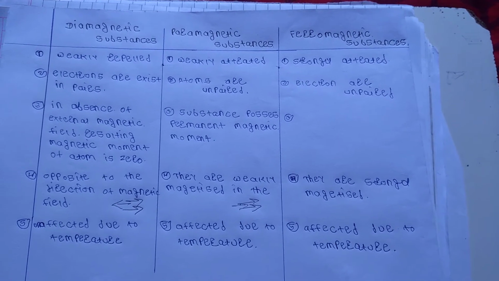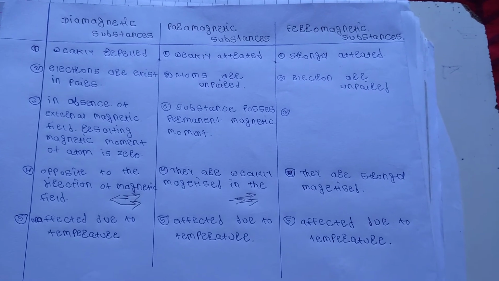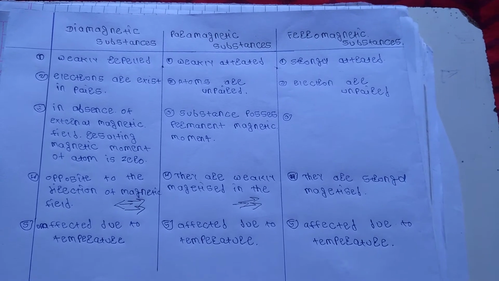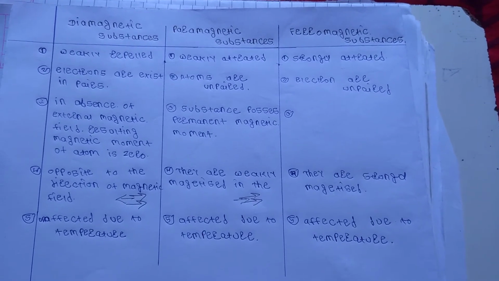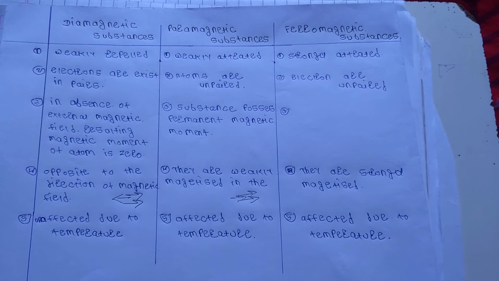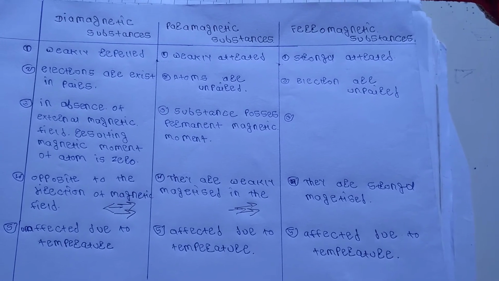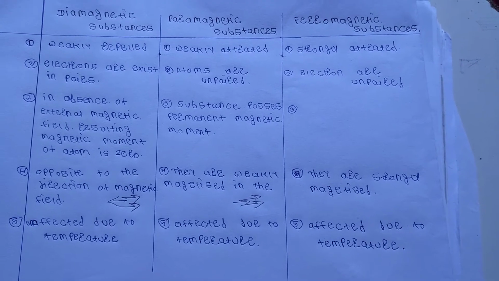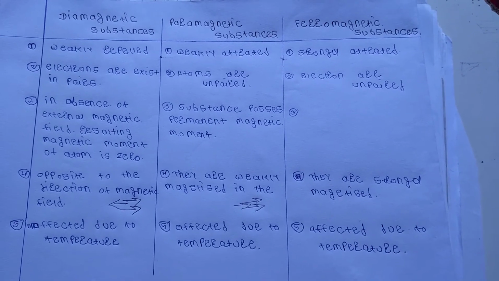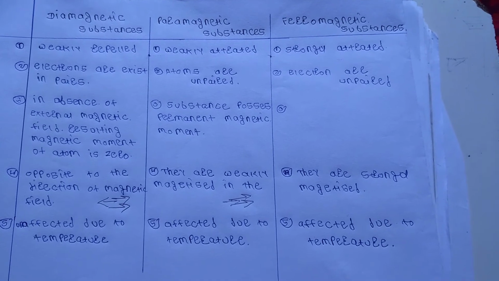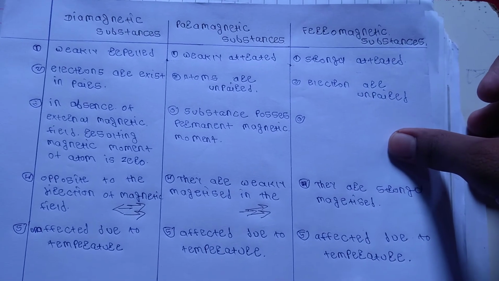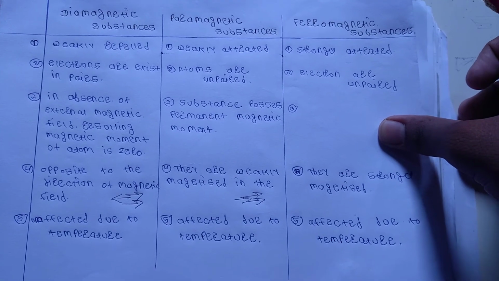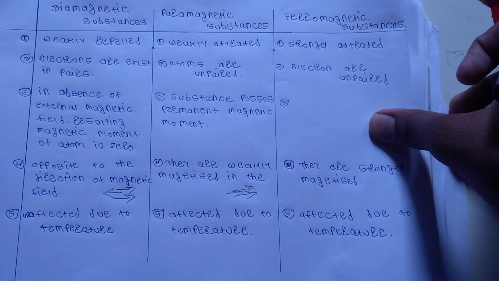The third point is that if an external magnetic field is applied to the diamagnetic substances, they are weakly repelled by the magnet. But if the external magnetic field is removed, the resultant magnetic moment of the diamagnetic substances is zero.